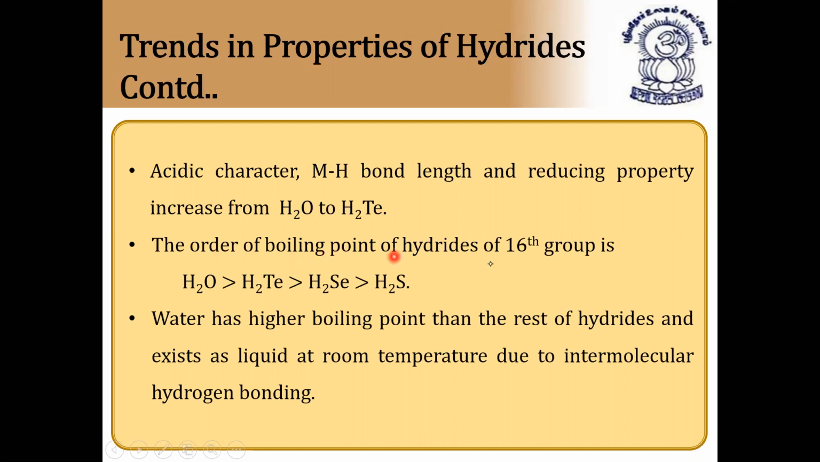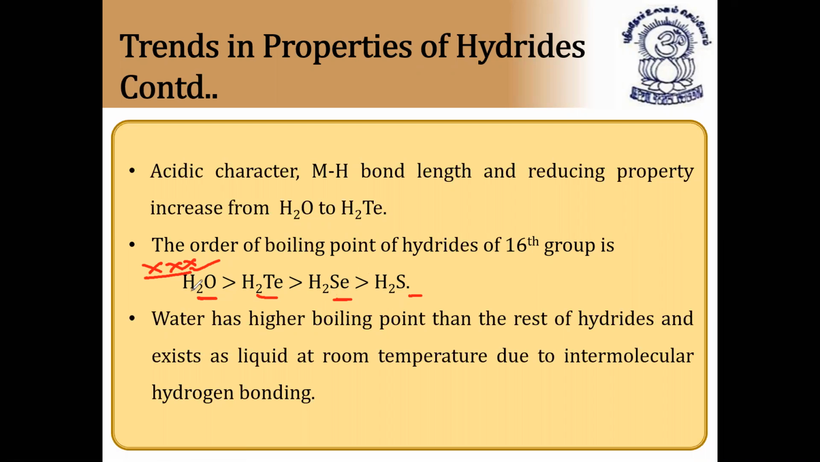The order of boiling points of hydrides of the 16th group: usually, water is greater than hydrogen telluride. This is very important because the order is somewhat different. Tellurium is a metalloid, selenium is a metalloid, and sulfur is a non-metal. But due to the presence of intermolecular hydrogen bonding, water is higher than all others. So the order of boiling point is: water greater than hydrogen telluride, because being a metalloid, greater than hydrogen selenide, again a metalloid, and greater than hydrogen sulfide, a non-metal hydride. So this is the order.